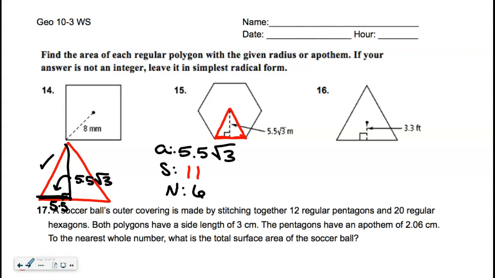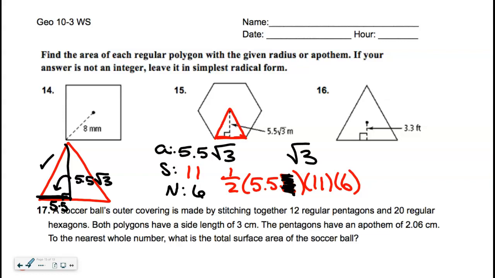I'm recording, so I know you have to be quiet, but there's my ingredients. This one says simplest radical form. Okay, so we're going to do 1/2 A, S, N, and I told you guys for simplest radical form, you're going to cross this off, put it in your answer, and then hop on your calculators to do 0.5 times 5.5 times 11 times 6. You multiply everything but the radical. Sorry, Parker, but you're my fast calculator. You already have it done. Thank you. What is it?